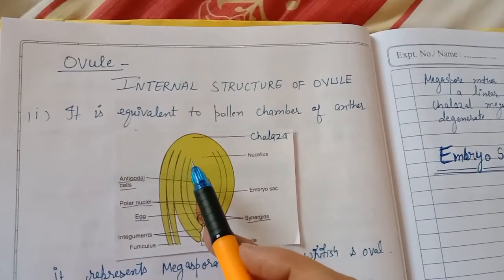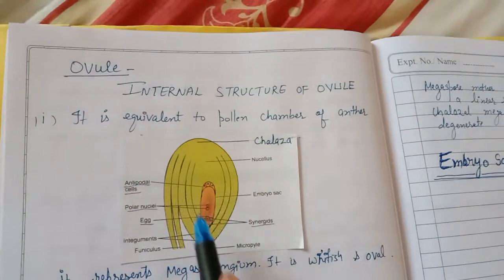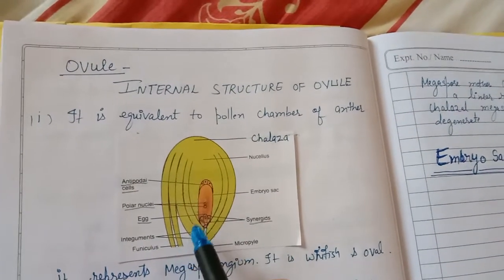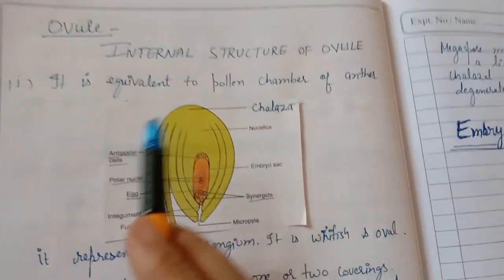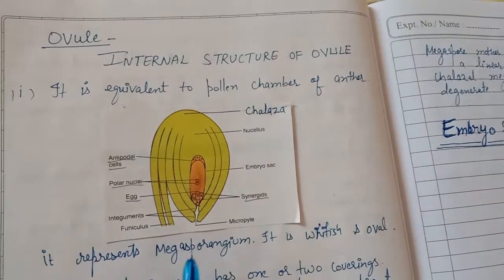Good evening, students. Today we are going to discuss the ovule. The internal structure of the ovule is shown here. You can see the diagram easily. Okay, it's very clear. So it is basically equivalent to the pollen chamber of the anther.